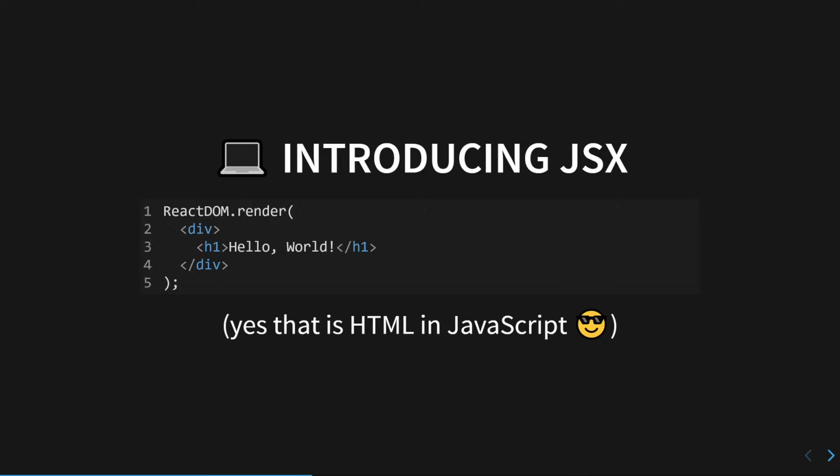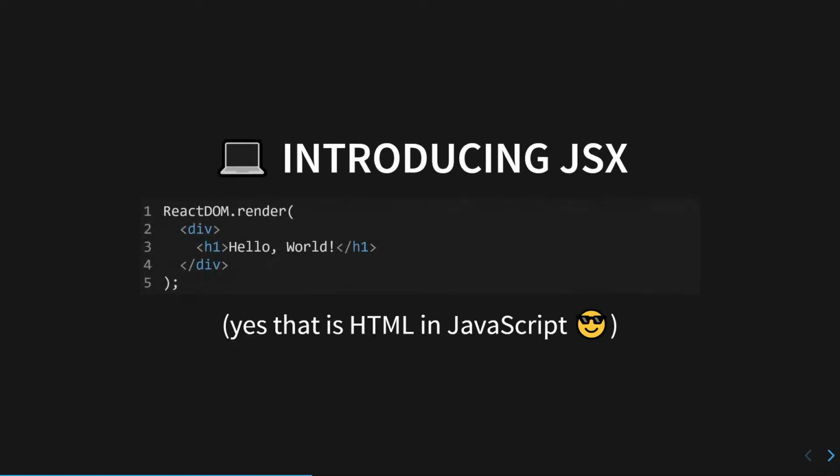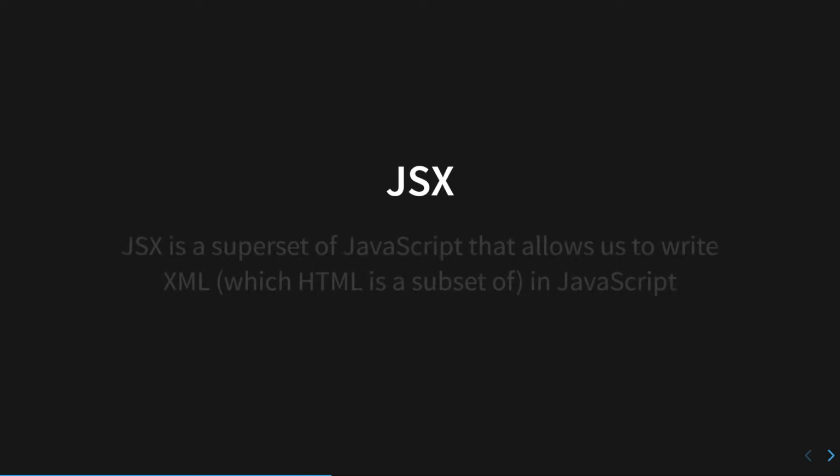So this is where JSX comes in, which stands for JavaScript XML. It allows you to write XML, which HTML is a subset of, in JavaScript at the same time. Now your browser can't run this code. It actually has to transform this code into JavaScript. So it actually translates what this looks like into the old style of React. So technically it's not old style because it's still used. You just don't write it. It gets transpiled into instead of written directly.